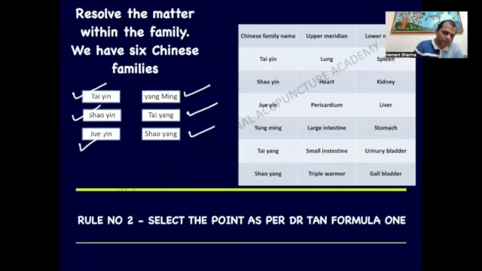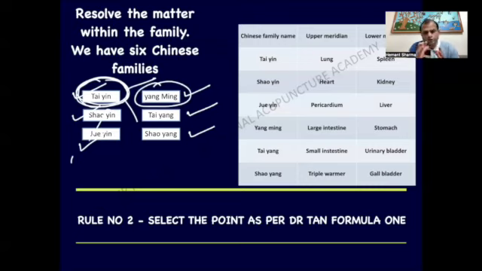So if the problem is in the Taiyin, just resolve it in Taiyin only. Don't take the support of anyone else. If the problem is in the Yangming, just resolve the problem in Yangming only. Don't take support of anyone else. So wherever the problem is, just finish it there only. Right?